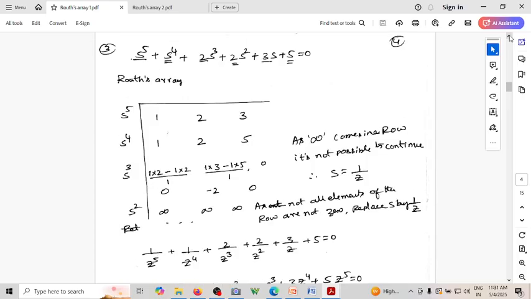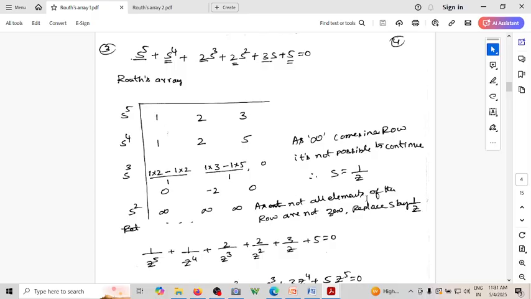This is the Routh array. Upon writing that, the first element is 0, the second element is minus 2, the third element is again 0, but the first element is 0. When the first element is zero and the others are non-zero, you cannot continue the array, because this will become infinity. You cannot continue. As infinity comes in a row, it's not possible to continue.